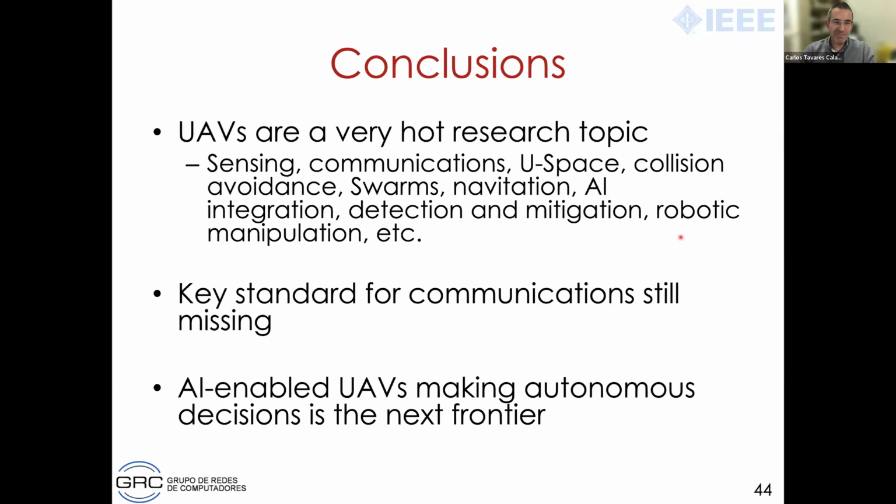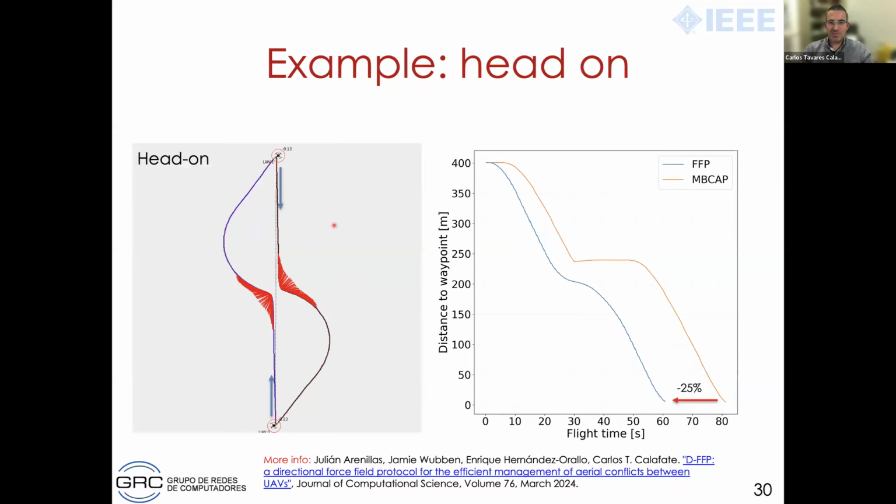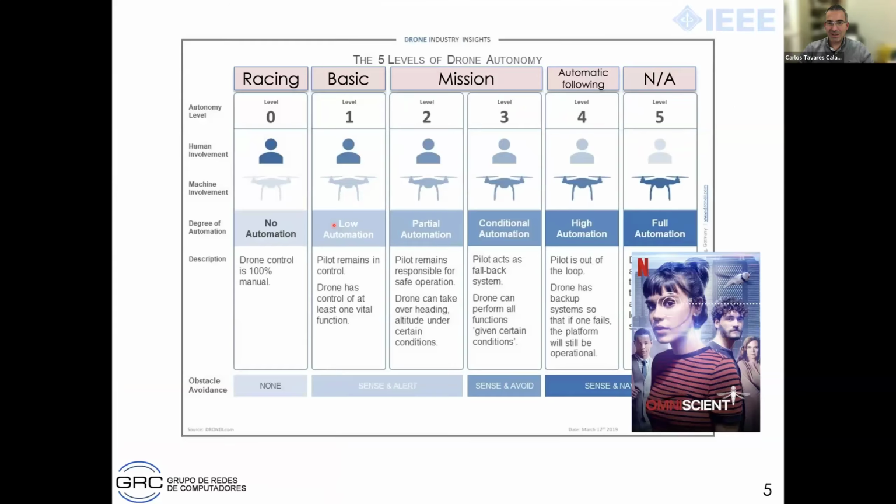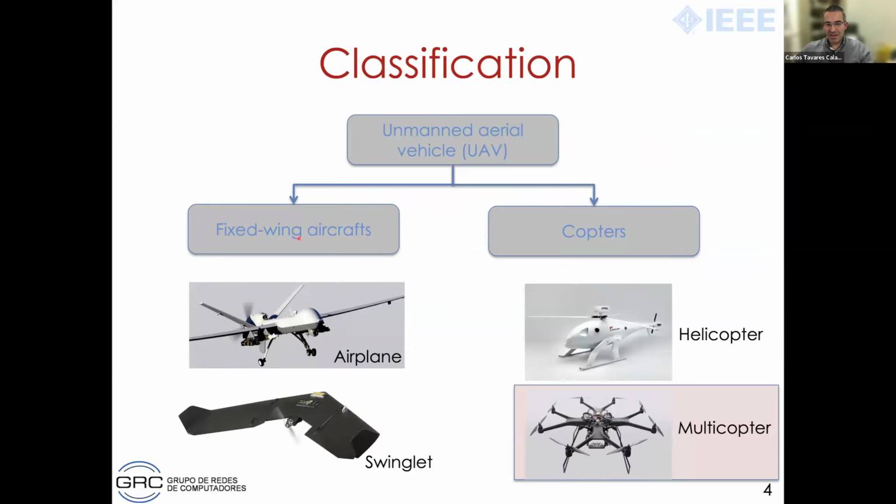Okay, Marlon, the answer to this question is both yes and no, depending on the type of UAV that we are using. Going back to my initial slides, we had this type of UAVs, which are swinglets. These are very light devices. And whenever you have a flying device that has wings, the energy that you need to keep it flying is much, much lower than what you need for a multicopter.